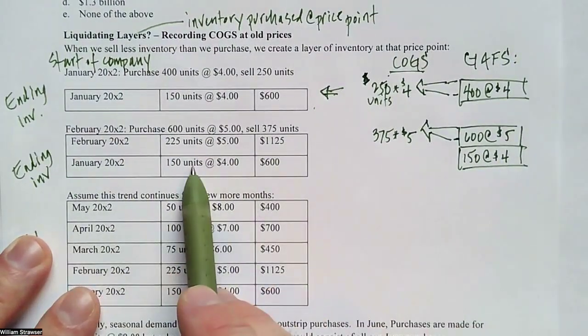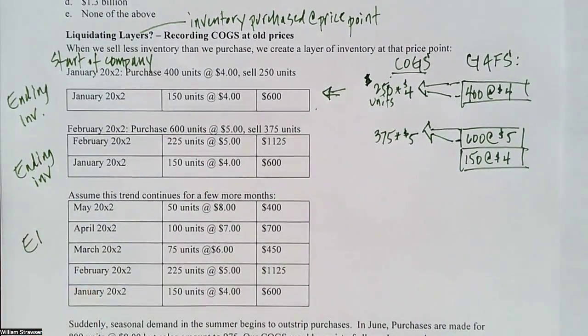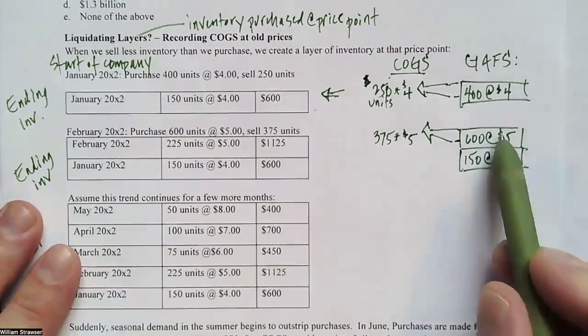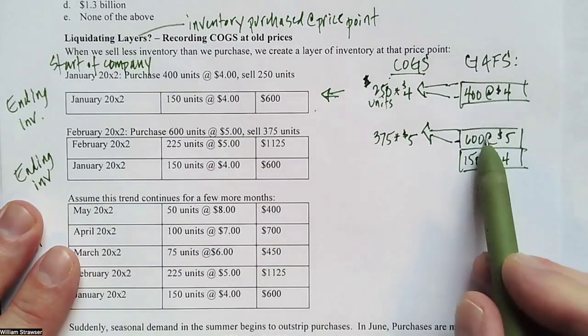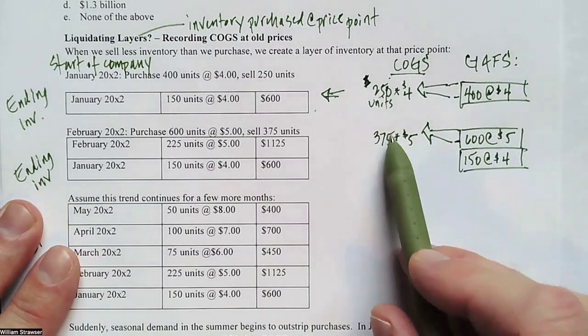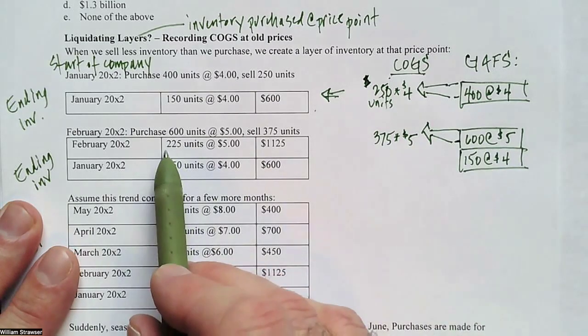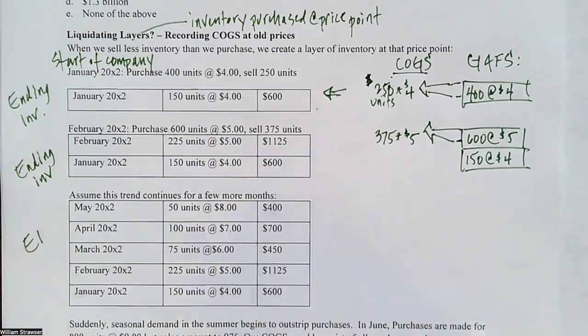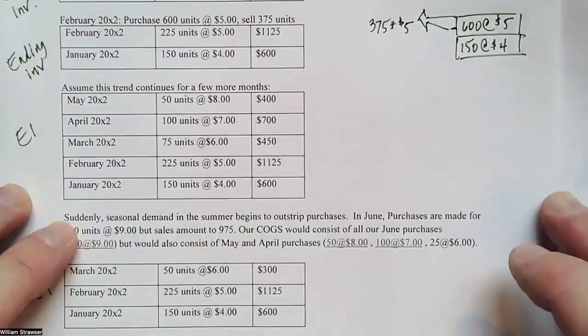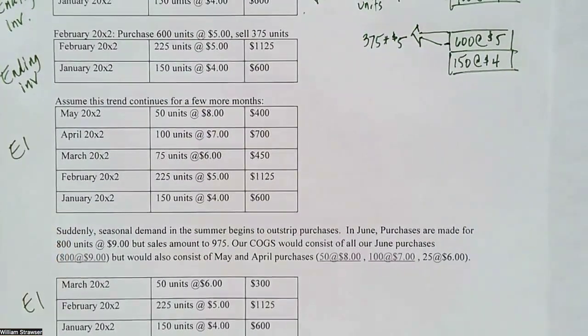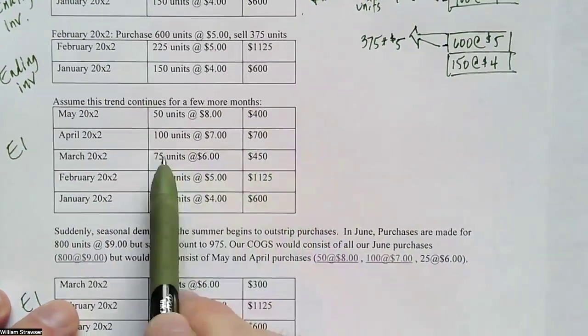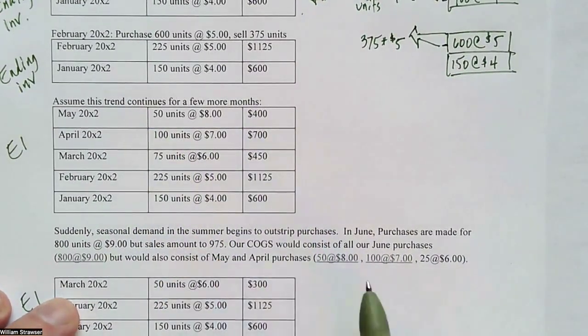Notice my 150 flows over because they were older purchases and I didn't sell through my purchases this period. I only sold 375 of them. And since I didn't sell through them all, another layer enters into my ending inventory. Well, let's say this trend continues. I buy units every new month, but I don't sell through the purchase that I made during that month with my sales during that month. So always there's a new layer of inventory being formed here.